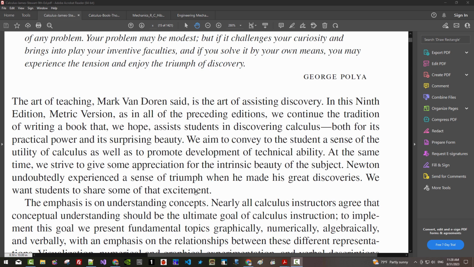The authors of this book aim to convey to the students a sense of the utility of calculus as well as to promote development of technical ability. The authors strive to give some appreciation for the intrinsic beauty of the subject. The authors want students to share some of that excitement.